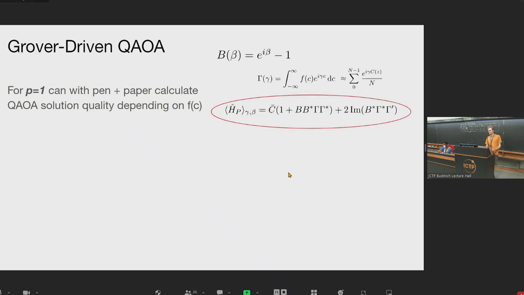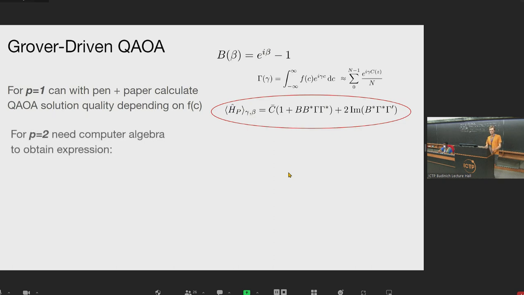It depends on C bar, which is the mean of the problem, which is very simple to calculate. B, which is just shorthand for this e to the i beta minus 1. And finally, gamma, which is the characteristic function of a PDF describing our problem. And a characteristic function is simply the Fourier transform of the PDF describing your problem. And so if we know the PDF, this characteristic function is fairly easy to obtain.